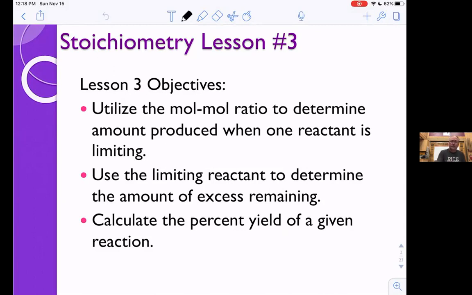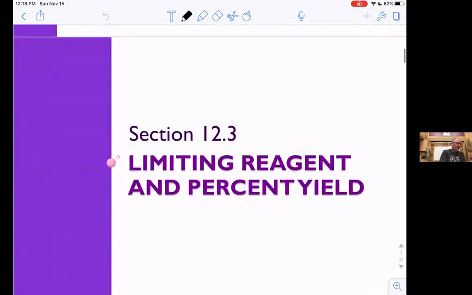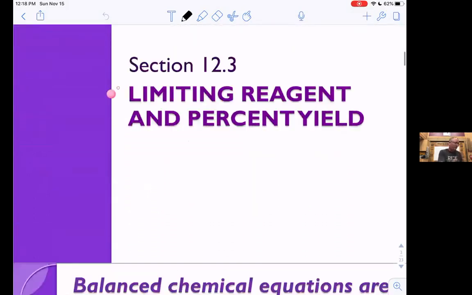And then, of course, like I said, we'll do percent yield for a given reaction. Do a couple of them actually. Oh, wrong computer. Okay, so here, limiting reagent and the percent yield.